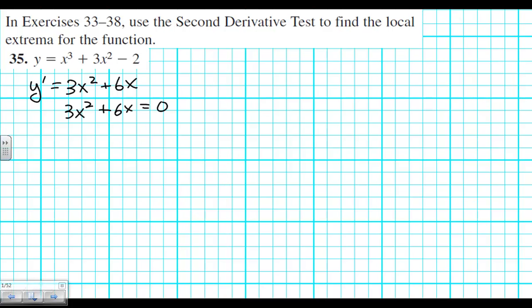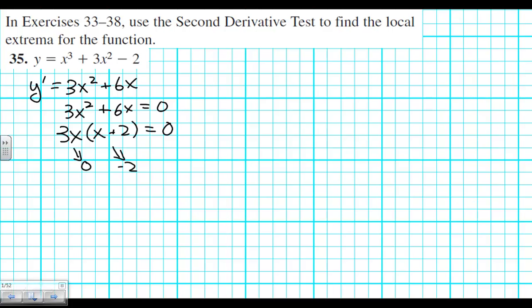So we can find the critical values for the function. Let's pull out a 3 and an x, and that leaves us x plus 2. So I'm seeing a critical value at 0 and a critical value at negative 2. Wait, yes? Why?